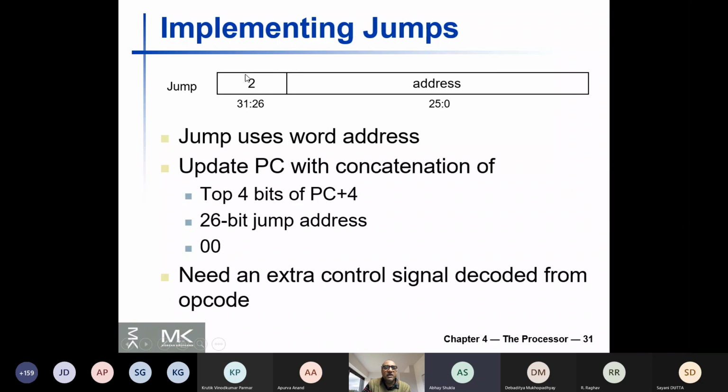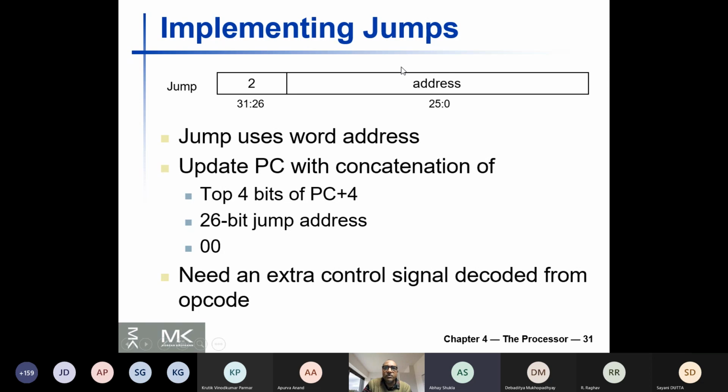In case of a jump instruction, the format is simple: you have the opcode, and followed by the opcode you have the address. That means the opcode is 6 bits and the remaining entire part is the address. And we know how to calculate the address in case of a jump. Jump here is basically unconditional, so there is no need to check any condition at all. It just tries to change the control. Instead of picking up the next word at PC plus 4, it just picks up the instruction from some other location.